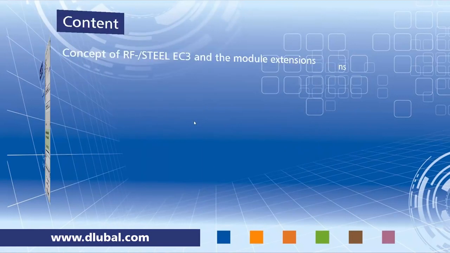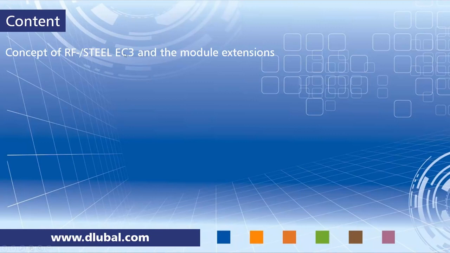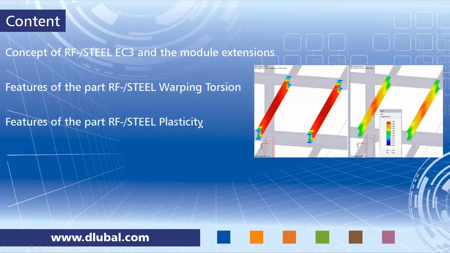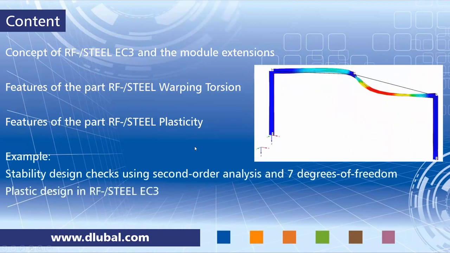We get started with the concept of the RF steel module EC3 and its module extensions. I will then summarize a few features of the RF steel warping torsion add-on module and the RF steel plasticity module. Then it's time for me to hand over the screen to Wieland, and he will show you an example in RStab, and he will perform stability design checks using the second order analysis and employing 7 degrees of freedom. He will also perform a plastic design in RF plasticity.